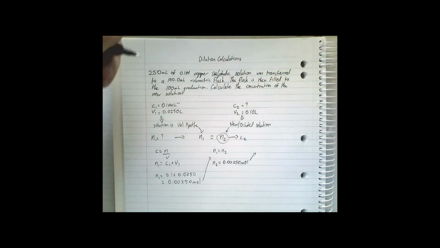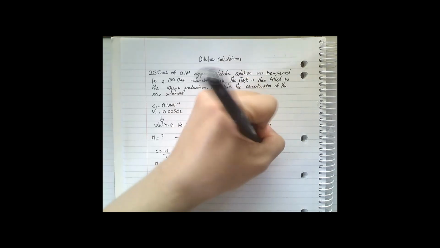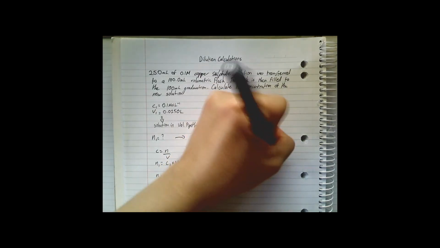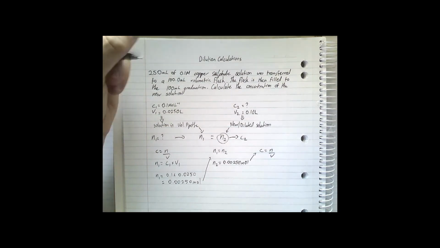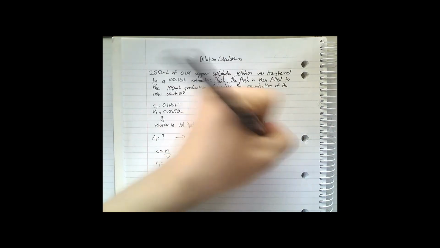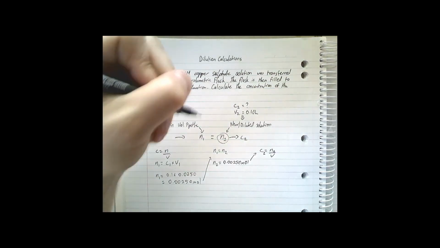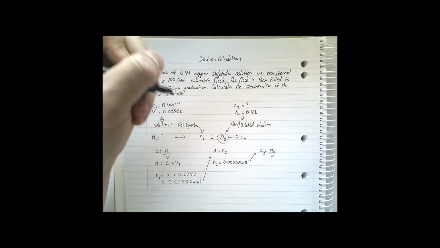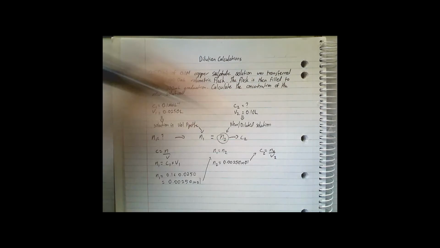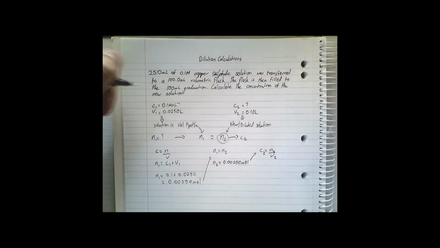Just so I'm saving space and so that you can see each of the parts really clearly, I am working across the page. Preferably you'd be working down the page, but anyway, so again, we have C equals N over V, which means C2 is equal to N2, the number of moles that's in our volumetric flask, the number of moles of copper sulfate in particular, divided by V2, the volume of the solution itself.